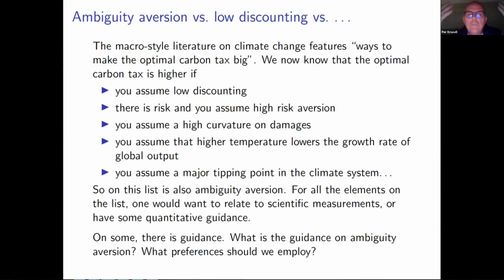So for me, all of these hypotheses are what they are. They need to be evaluated quantitatively, and you'd like to relate them to something. On this list is also ambiguity aversion. There's uncertainty, and we're worried about it because we don't quite know what the right probabilities are, what the right model is. Some of these issues are just ethical, like discounting may just be an ethical issue, but for some of the other ones, we should be able to learn more and find out. So what should I base my calibration of ambiguity aversion on is my question. What guidance there is on that would be useful.